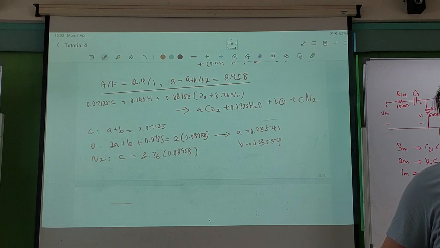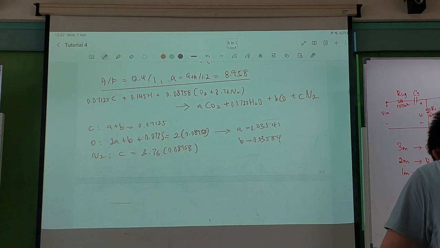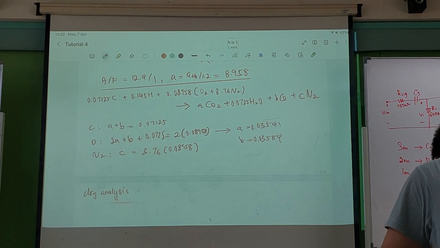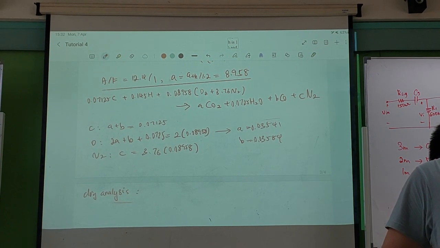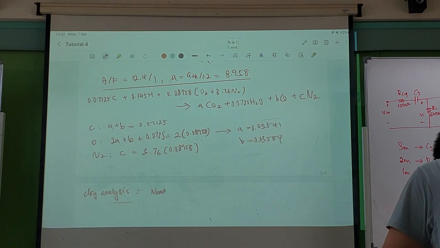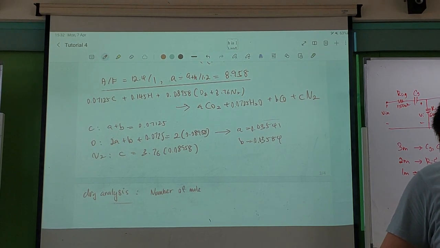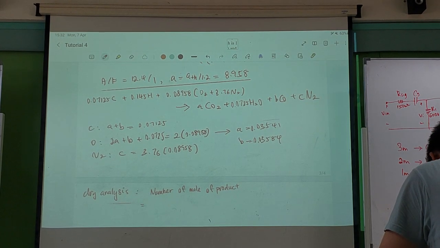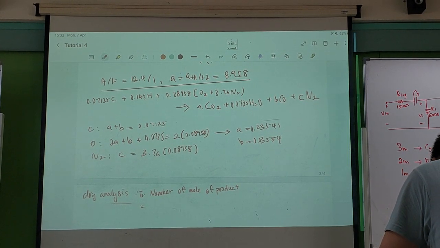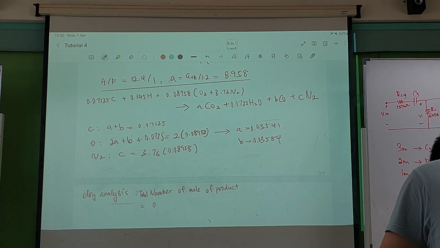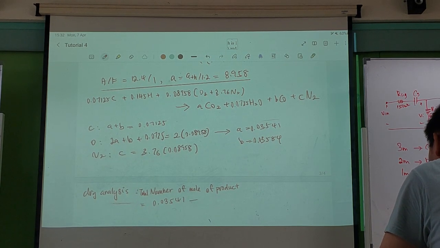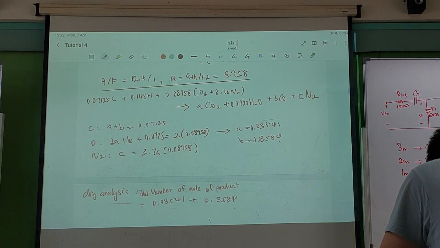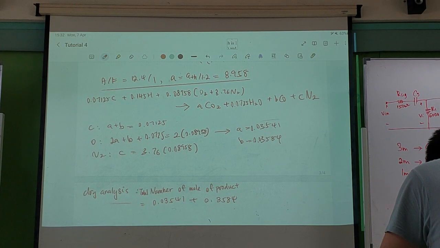Okay, so let's say we do this one. Dry analysis basically means you treat the H2O as non-existent. So we find the number of moles of product first. The number of moles for the product would be the total number of moles, 0.034541 plus. So you ignore the water, you pretend that it doesn't exist. It is there, but let's say you cannot detect it.